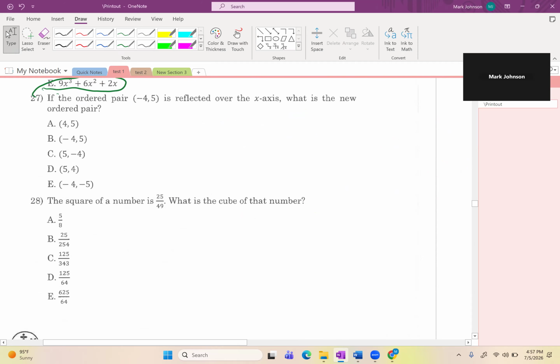Number 27. Ordered pair -4 and 5 reflected over the x-axis. What is the new ordered pair?